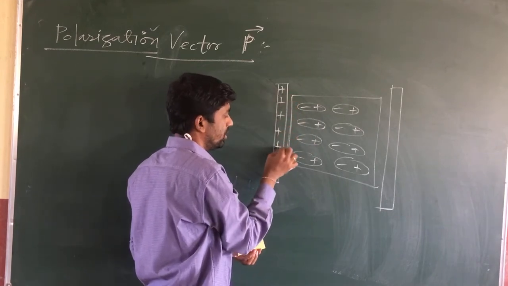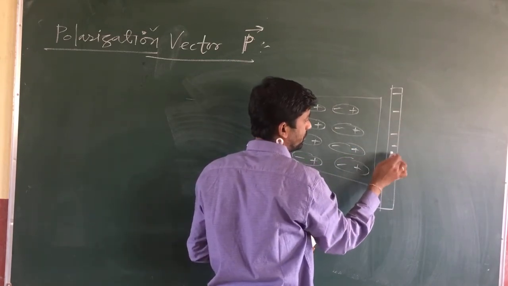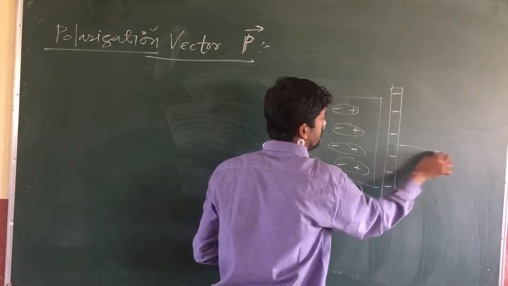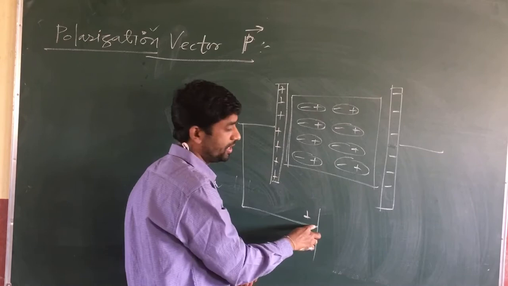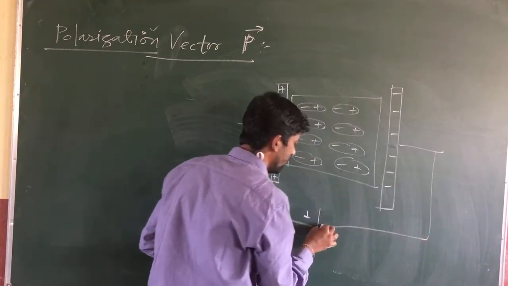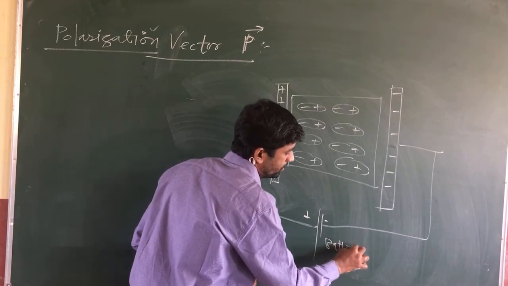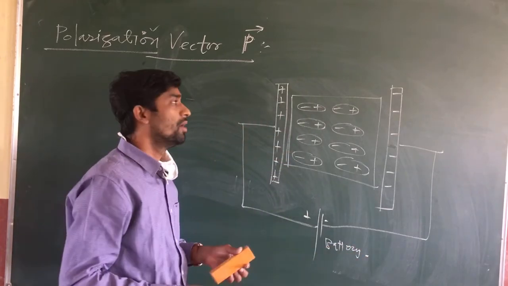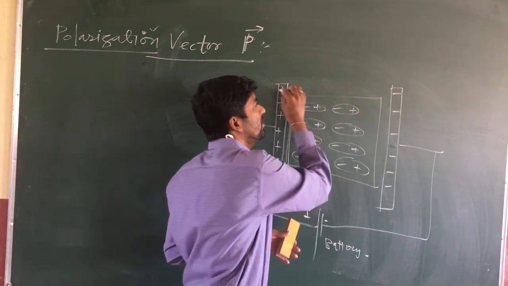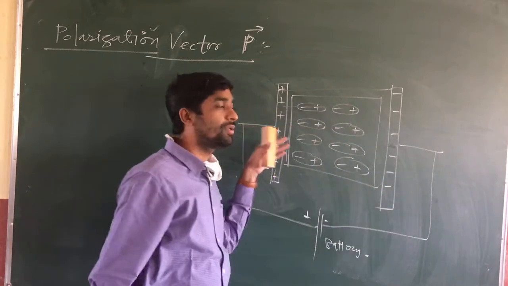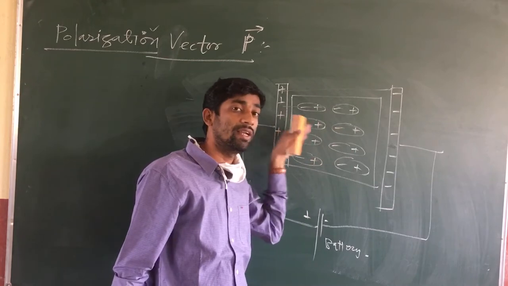This is the positive plate and this one is your negative plate, connected to the battery: the positive plate to positive and the negative plate to negative. This is your battery or voltage source. This positive and negative charge produces your external electric field, and due to it the dielectric dipoles are oriented in the direction of the electric field.